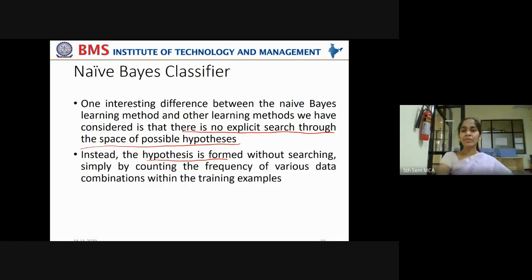Instead, the hypothesis is formed without searching. How is it formed? Simply by counting the frequency of various data combinations within the training examples. Yes, for this combination, this outcome variable. This happened 2 out of 10 times, so the probability is 0.2. Again, this combination occurs with this outcome variable 8 times, so this probability is 0.8. Then obviously, you will be able to make your predictions with some support, with some likelihood, because the probabilities are available. There is support for the statements that you make, right?